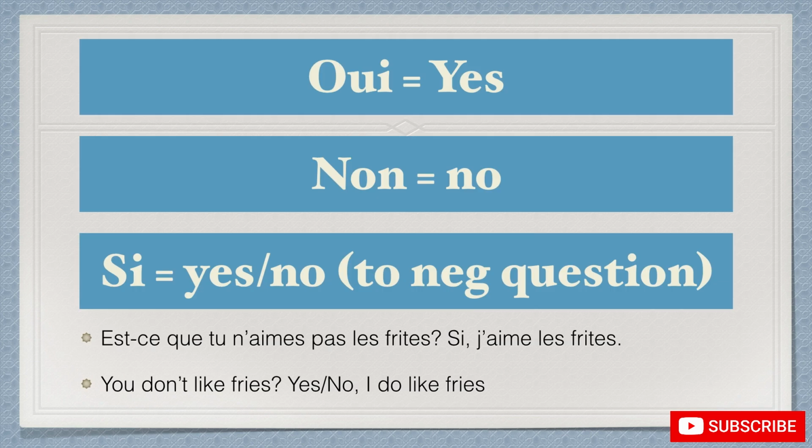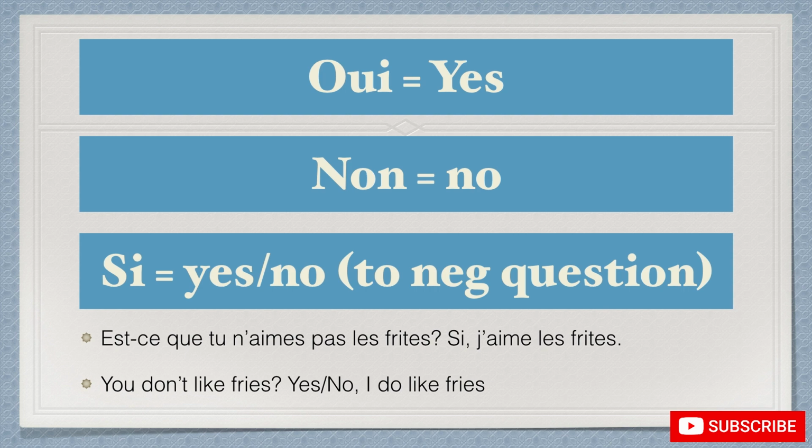So the response is oui, which is yes, non, which is no, and make sure you add the very faint N sound at the end. So it's not no like we have in English, it's non, non. And then finally we have the word si, which is different from the sí that you would hear in Spanish or Italian. So this si is a positive response to a negative question.